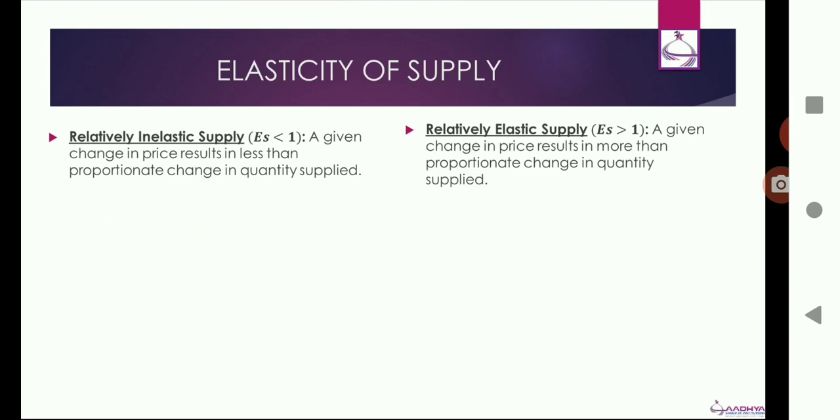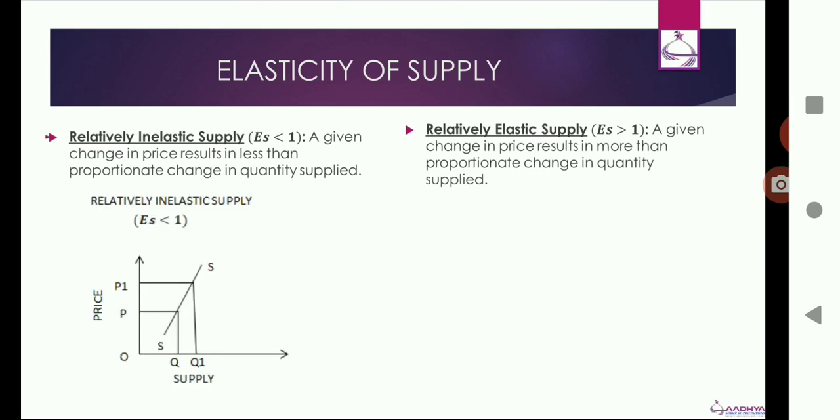Then we have relatively inelastic supply, where a given change in price results in less than proportionate change in quantity supplied. That means price may increase by a large amount, but supply will increase by very little. As you can see in this particular graph, price increased by a lot, whereas the quantity supplied increased by very little. This leads to a very steep supply curve. So if you see the slope of the supply curve, it is very steep, and the elasticity value becomes less than 1 as a result of this.